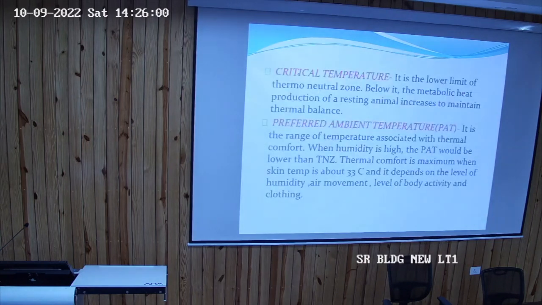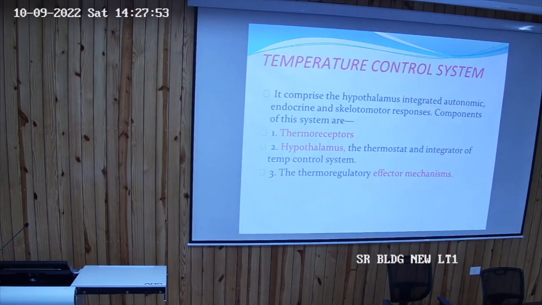What do you mean by critical temperature? It is the lower limit of thermoneutral zone. Below it, the metabolic heat production of a resting animal increases to maintain the thermal balance. Temperature control system.